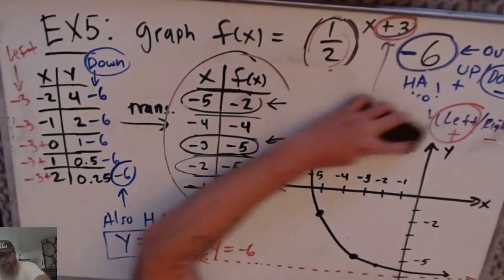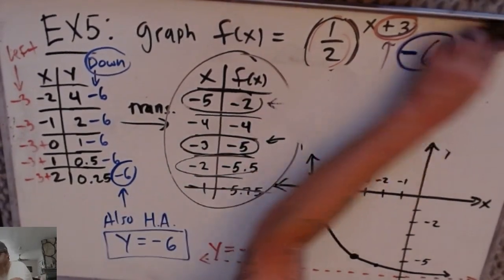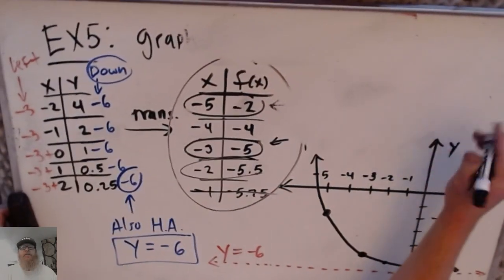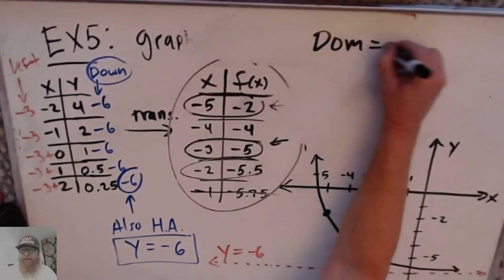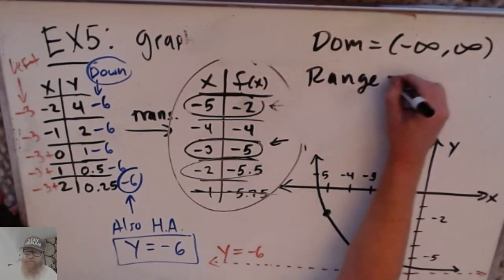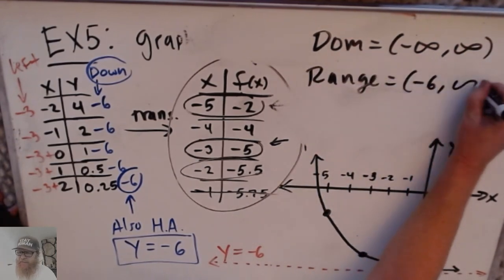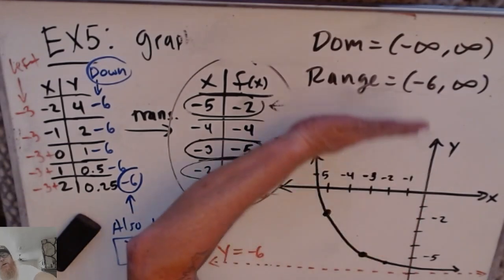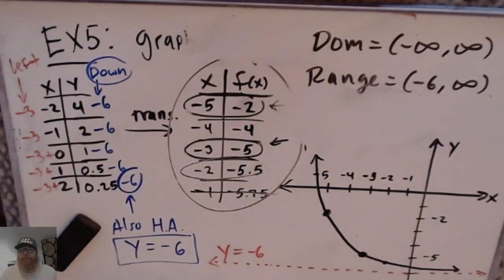Okay, you know what I'm going to ask. I always end with this, domain and range. I'll definitely ask it on the test. So domain is a free answer, -infinity to infinity. The range is from -6 to infinity. The lowest is -6, never touching -6, going all the way up to infinity.